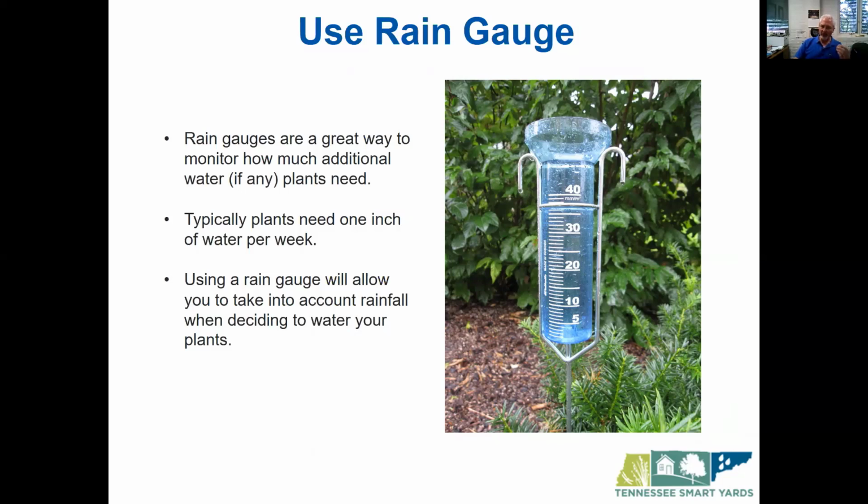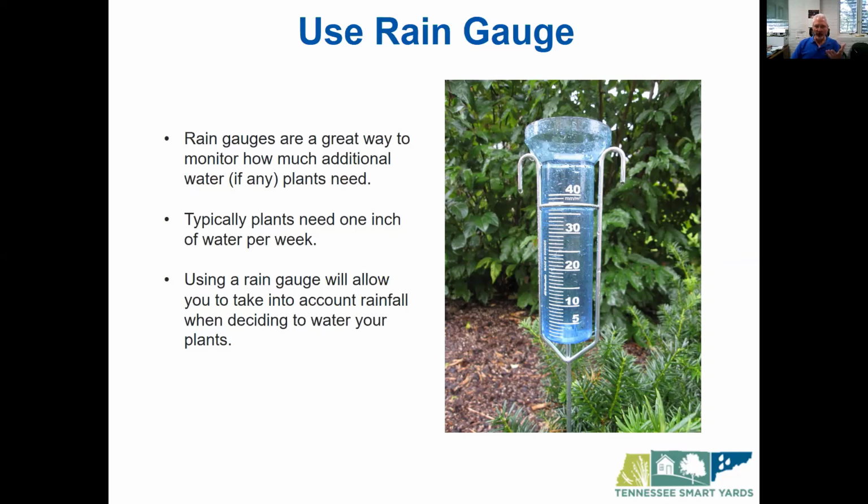Now we don't want to get too technical here, but that's really a volume of water, and what this rain gauge does is allow us to know the volume of water we receive over our area. So let me give you an example. 1 inch of rainfall over 1 acre of ground is 27,156 gallons of water. Let that sink in for a minute. 27,156 gallons is 1 inch of water over 1 acre. That is a lot of water.